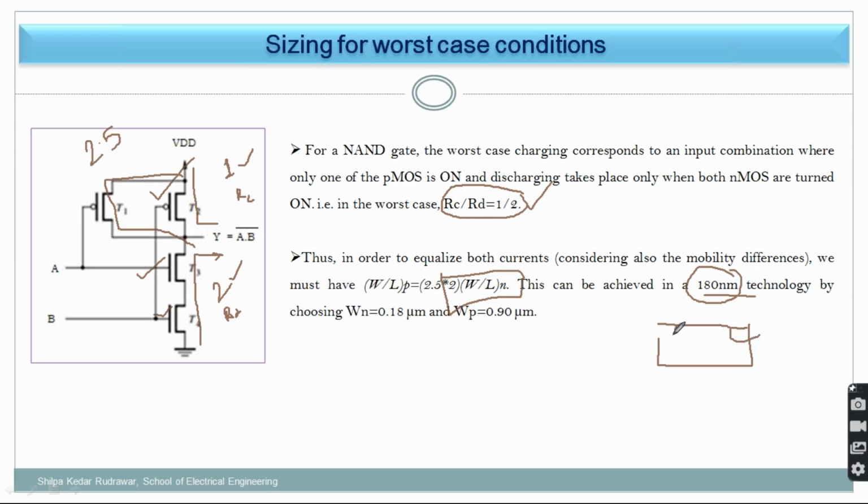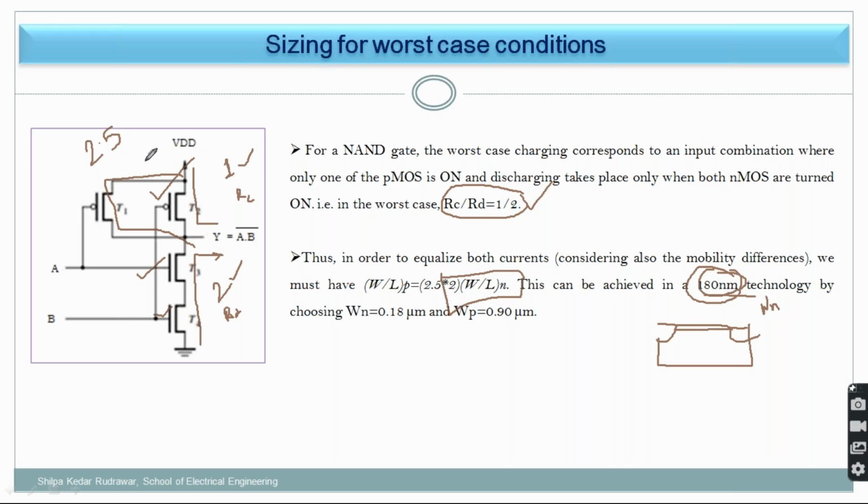And this is the doping. Okay, suppose this is the N plus doping. So this region is the length, and the size of this channel is denoted by this technology, 180 nanometer technology. So now this length is what? 180 nanometer, and this is for what? WN, the width of the N MOSFET.